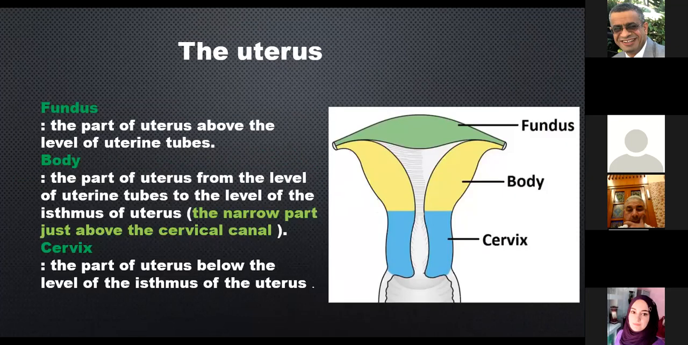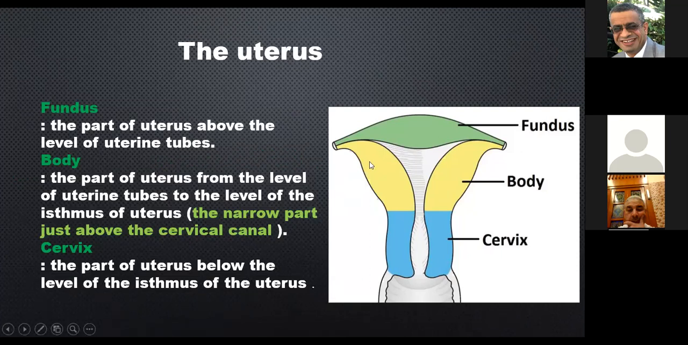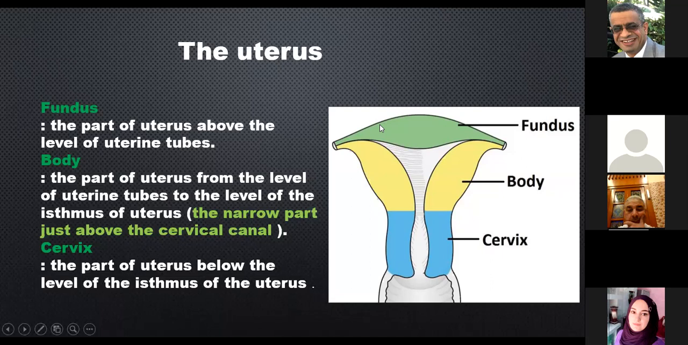The fundus of the uterus is the part above the level of the uterine tube, while the body is the part of the uterus from the level of the uterine tubes to the level of the isthmus, which is the narrow part just above the cervical canal. The cervix is the part of the uterus below the level of the isthmus of the uterus.